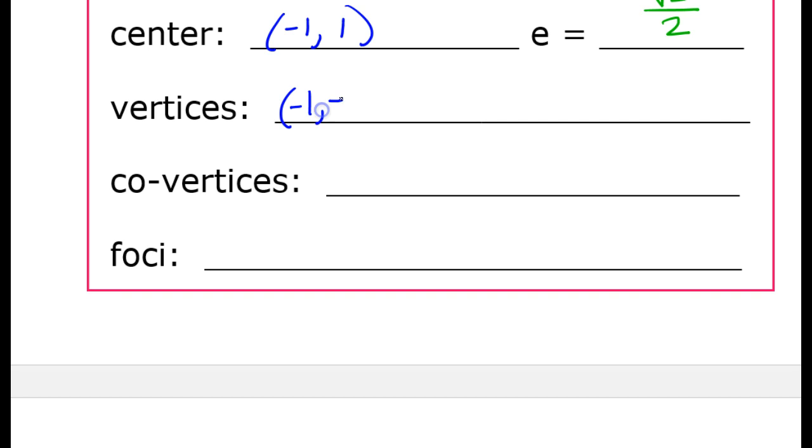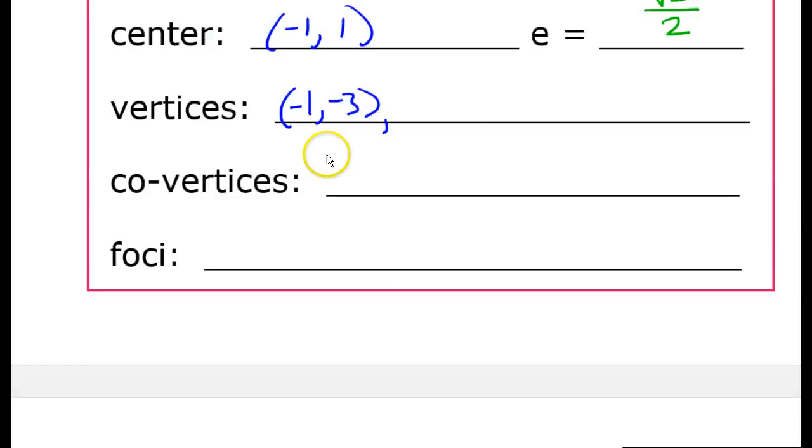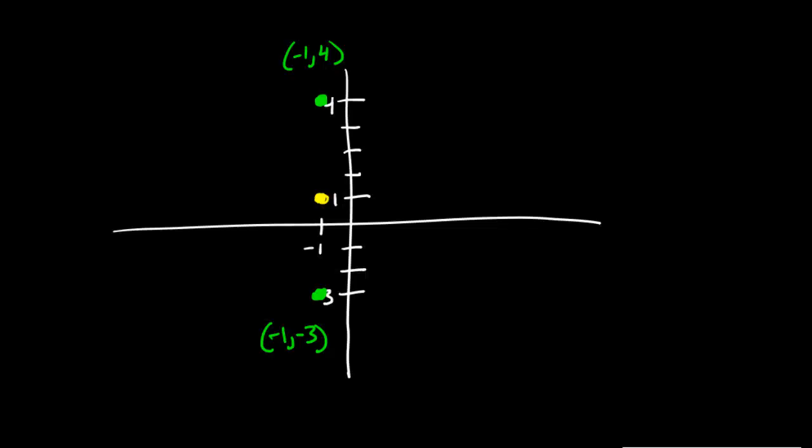Okay, so I had -1, -3 for the lower vertex, and -1, 4 for the upper vertex. It's all about the sketches, people. All right, I encourage you not to try to visualize this completely in your head. Okay, now the co-vertices.